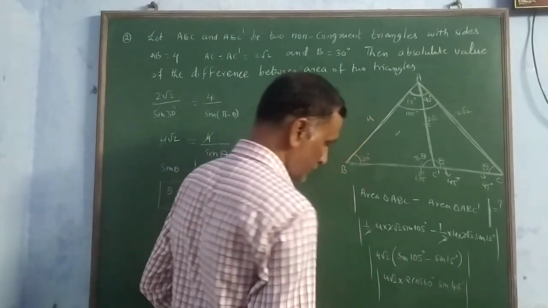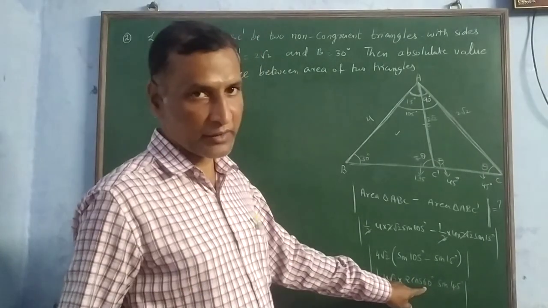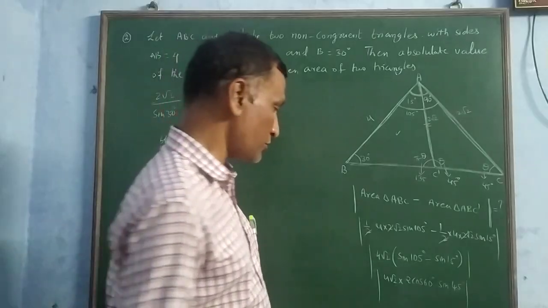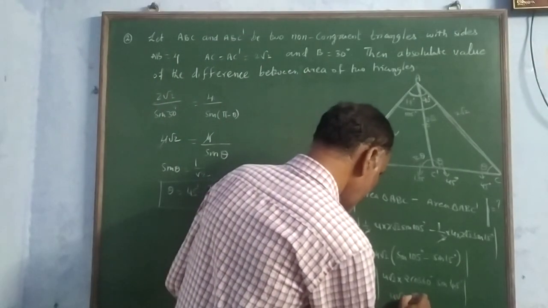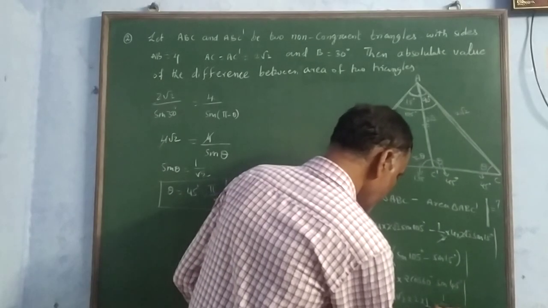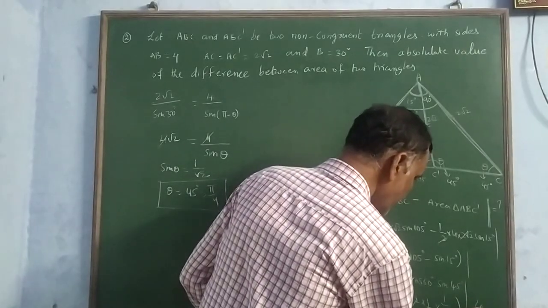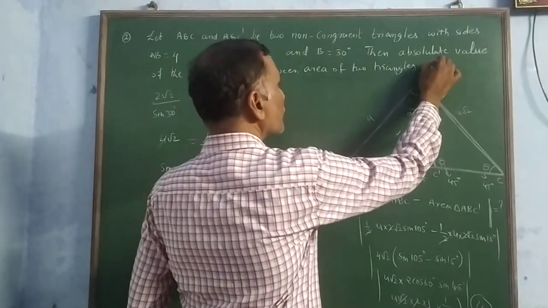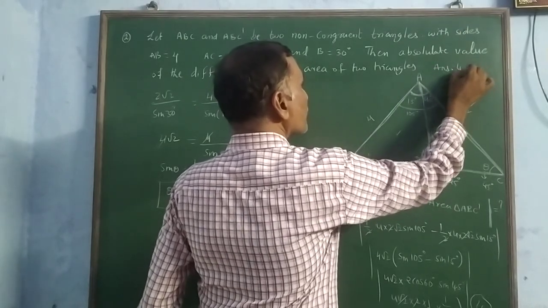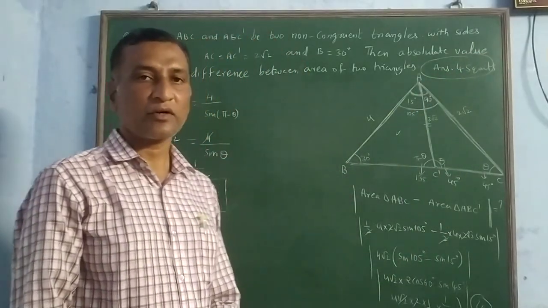Here 4 root 2. So we can get here 4 cos 60 degrees value, how much? 1 by 2. 1 by 2 means 2 cancel. Here 1. Sin 45 value is 1 by root 2. So 4 root 2 into 2 into 1 by 2, into 1 by root 2. 2 cancel. Here root 2 cancel. So the answer is 4 square units. This is the final answer, 4 square units.